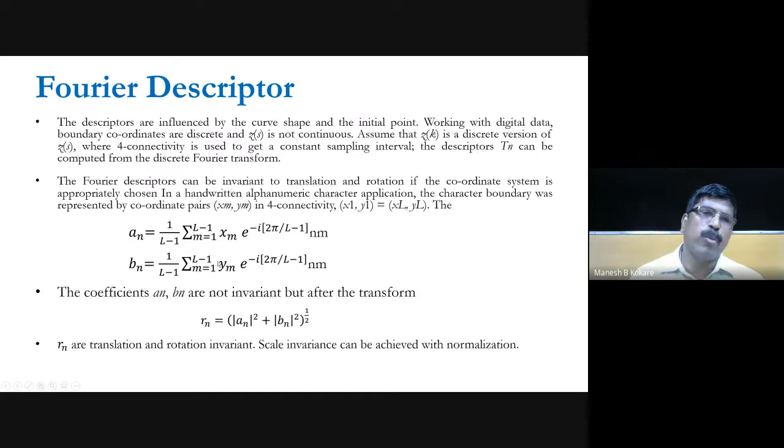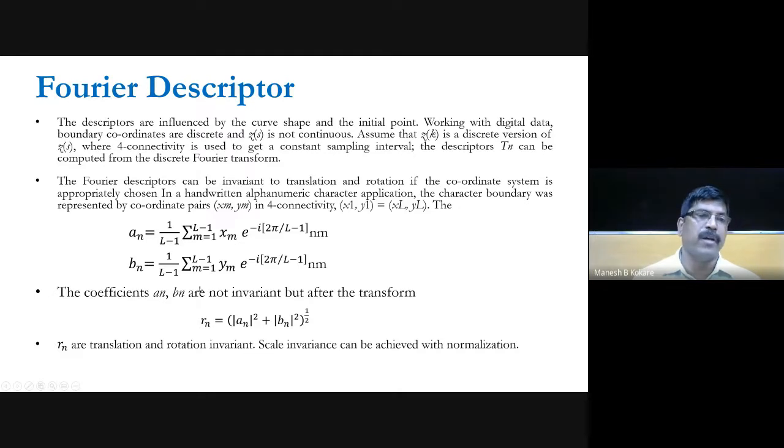Or in the digital domain, you can find the coefficients, an coefficients and bn coefficients. For example, if you have a shape like this, every point on this contour will have x coordinates. If you form the vector of that and take the Fourier transform, the Fourier coefficient an will give you the x coordinates' Fourier coefficient. Similarly for y coordinates, so you get an and bn as a Fourier descriptor from the contour of the object.